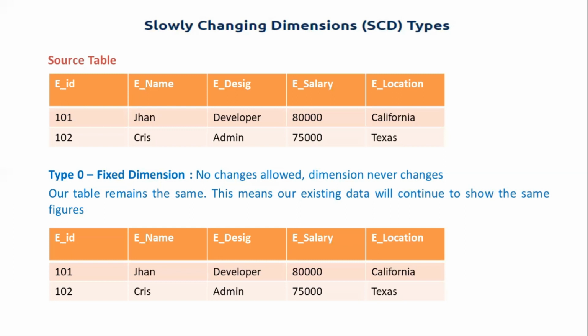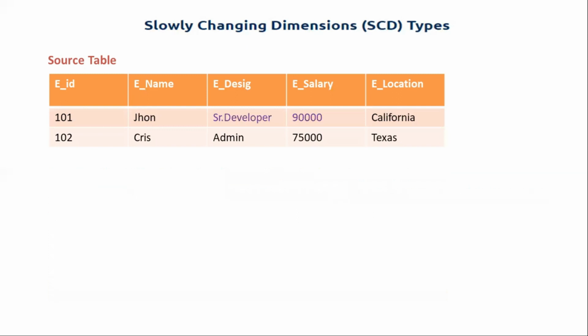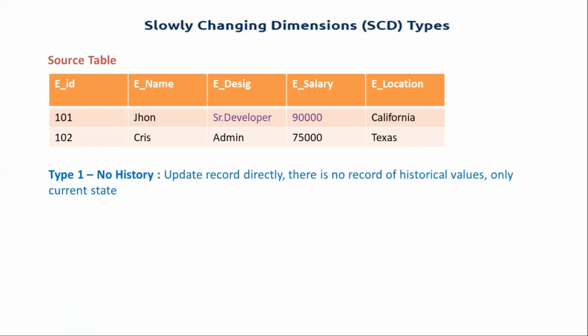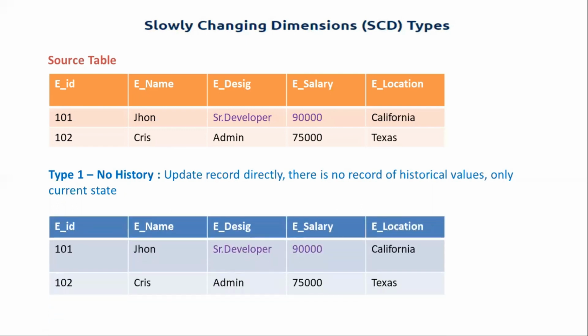If you don't want any changes, in that case you have to pick type 0. Now type 1, same example that I'm trying to explain. Source data got changed, like designation. If you compare the previous table data and present table data in source, designation changed to senior developer and salary changed to 90,000 from 80,000 USD per annum. Now, what will happen in case of type 1? In type 1 generally, we update the record in our base table.